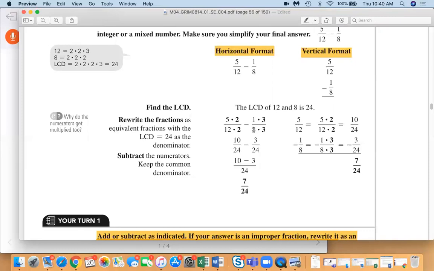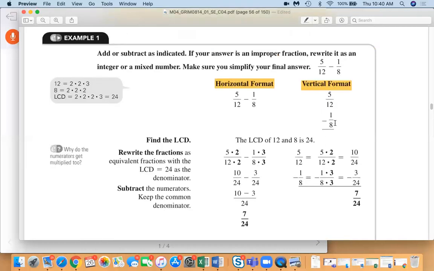Then we have 1/8. In order to make that denominator 24, we have to multiply by 3, which means we multiply the bottom and the top by 3 to get 3 over 24. That means that 1/8 and 3/24 are equivalent fractions. And in order to subtract those, you subtract the top, 10 minus 3, keeping the denominator the same. That gives us 7 over 24, and it cannot be simplified. Now that's the horizontal approach.